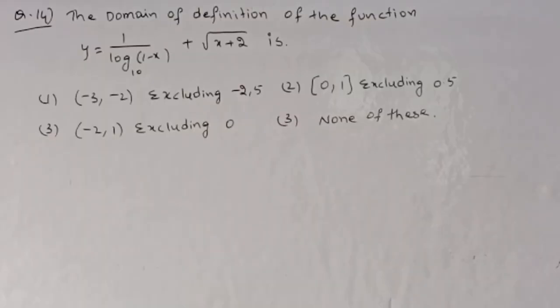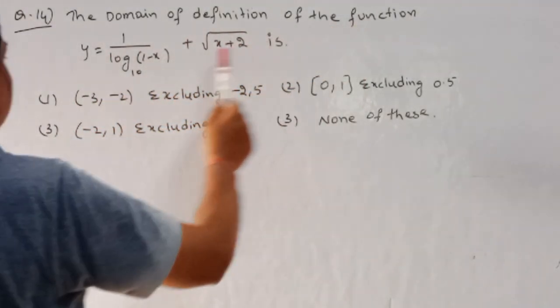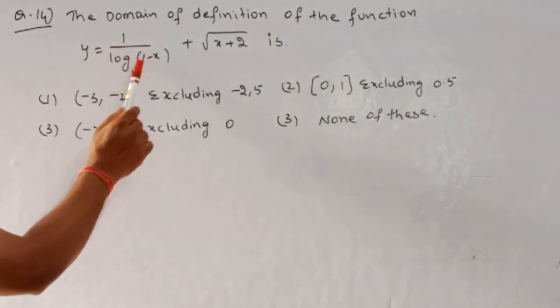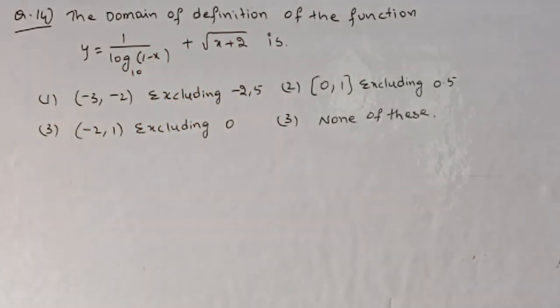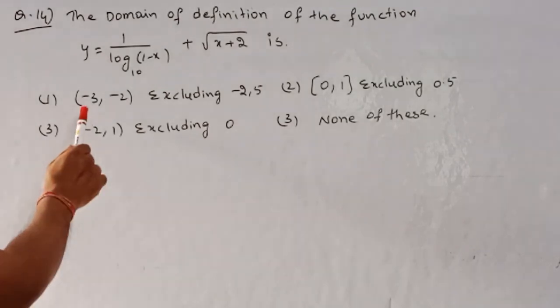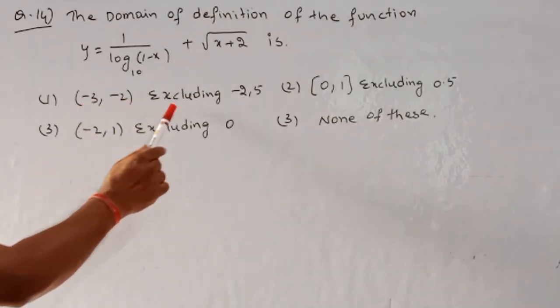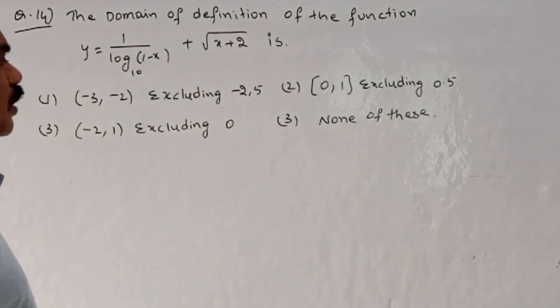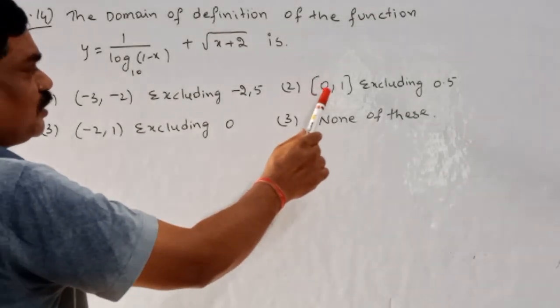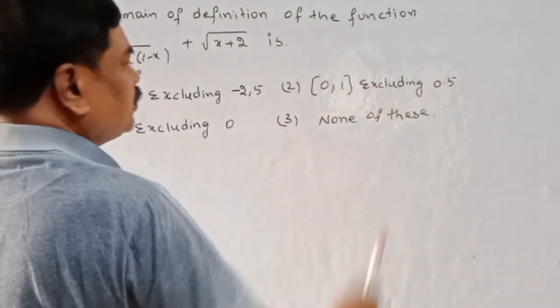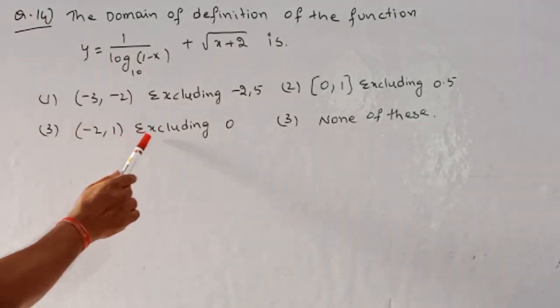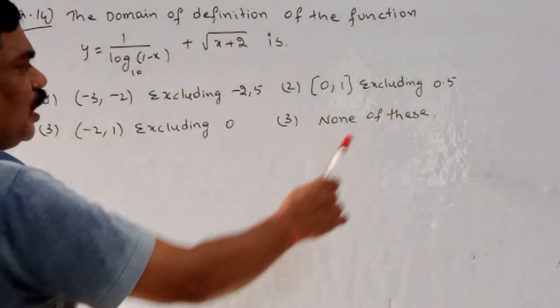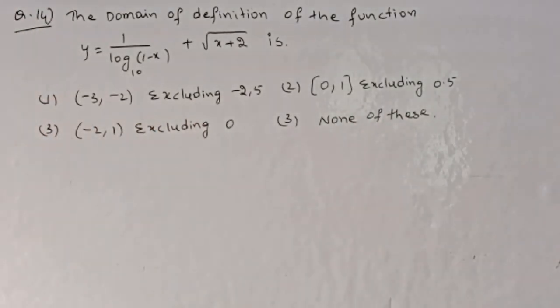You see, all of you, we have a problem from functions. The domain of definition of the function y is equal to 1 by log of 1 minus x base 10 plus root over x plus 2 is. Options are given: open interval minus 3 comma minus 2, excluding minus 2.5; closed interval 0 to 1, excluding 0.5; open interval minus 2 comma 1, excluding 0; none of these. These are the options given.